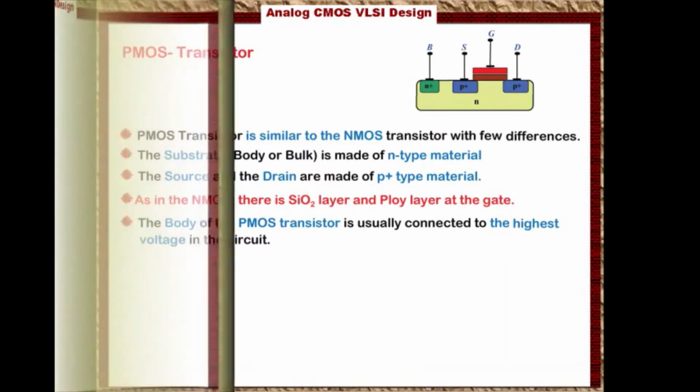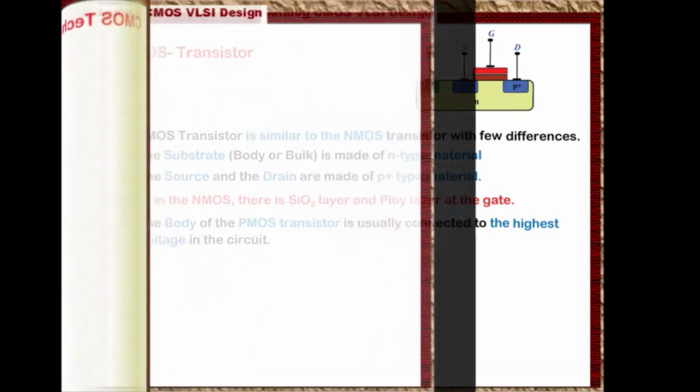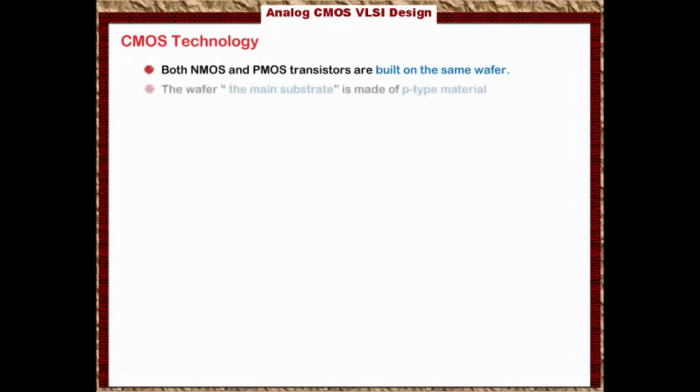We are ready now to discuss CMOS technology. So remember that in CMOS technology we said that both NMOS and PMOS transistors are built on the same wafer. Wafer means the main substrate or the main body or the bulk of the integrated circuit, and it is usually made of P-type material. Current state-of-the-art manufacturing processes use P-type material for the bulk to manufacture CMOS technology.